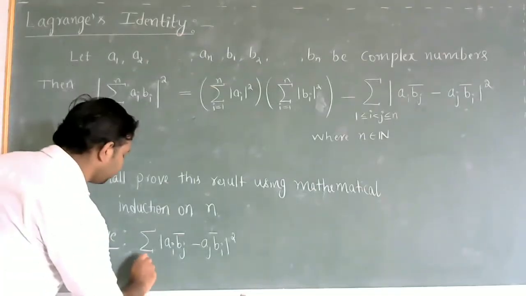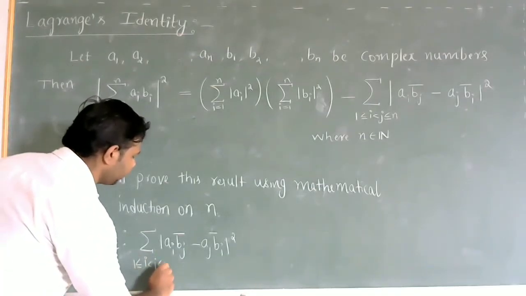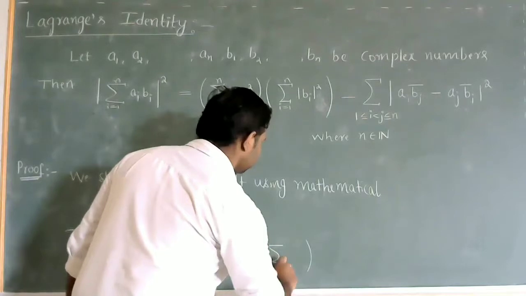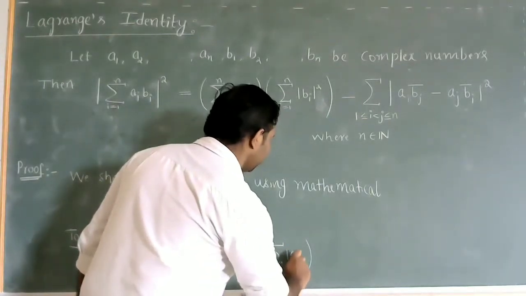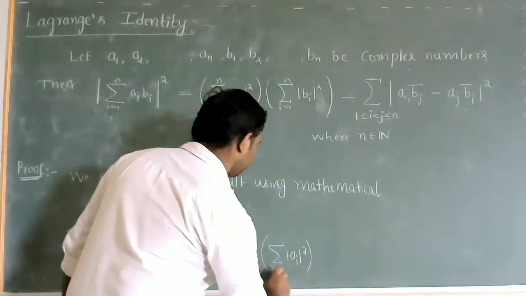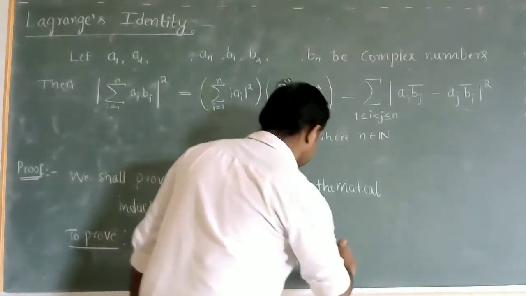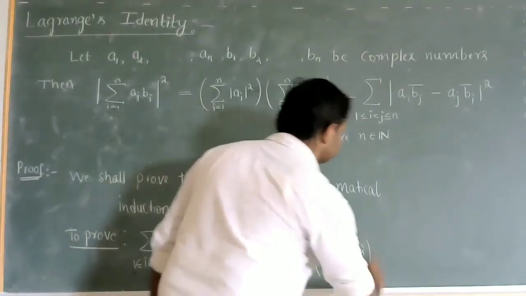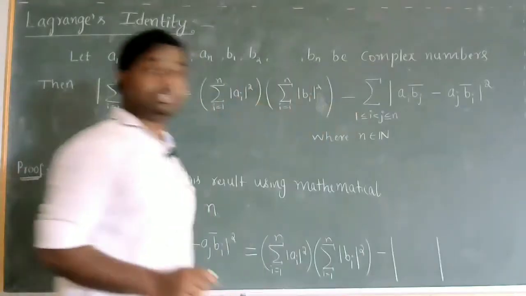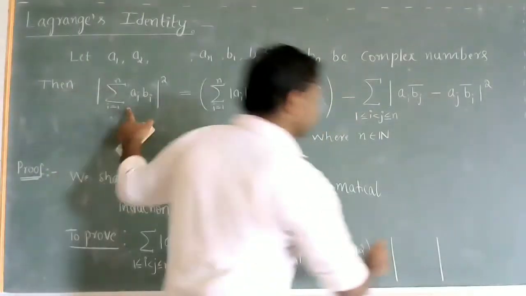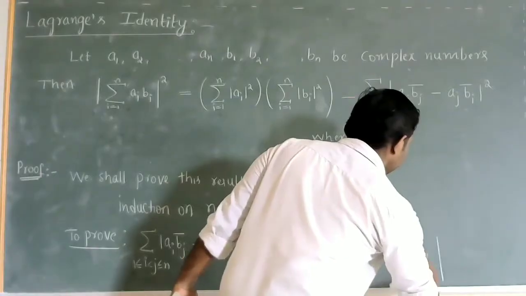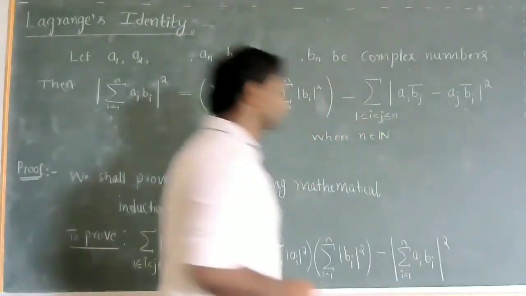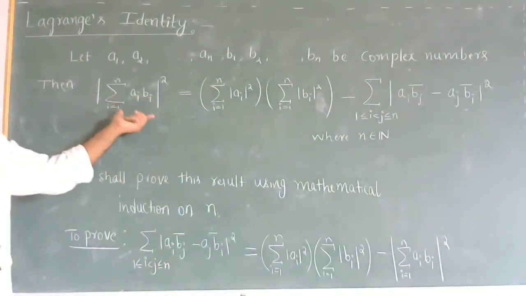where 1 is less than or equal to i, less than j, less than or equal to n, is equal to the summation of modulus of ai squared, i running from 1 to n, times the summation of modulus of bi squared, i running from 1 to n, minus the modulus of the summation of ai bi, whole squared, i running from 1 to n. So I have just rewritten the given identity.